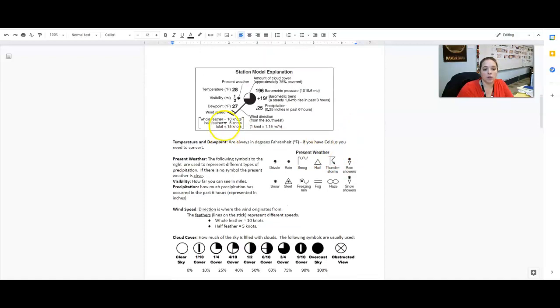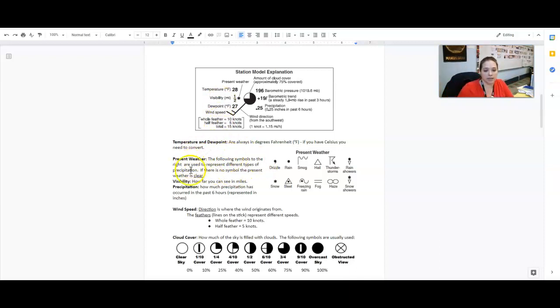All right, so the first thing you're going to notice in the station model is we've got temperature and dew point. So you've got temperature right here, dew point right here. Remember, we already looked these up, but on here, it's in Celsius. Keep that in mind because on page 13, above your weather station, you can convert those temperatures.